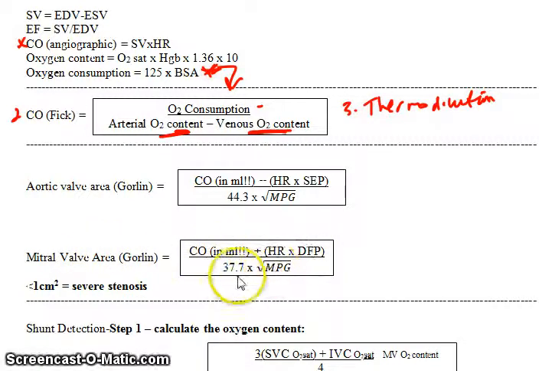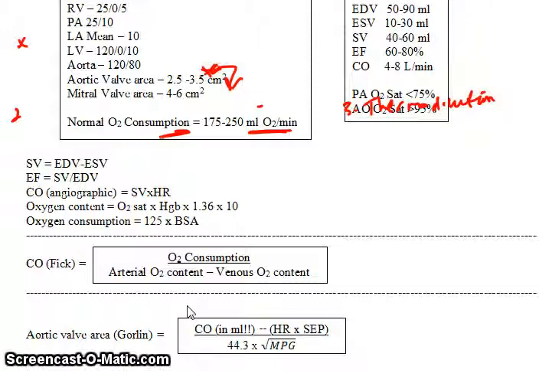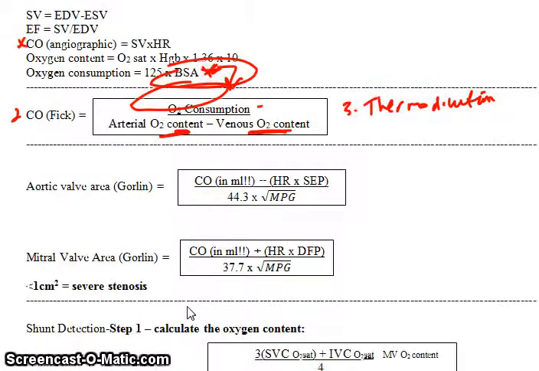And then the constant for it is 37.7. Also, you need to know that a valve area of less than 1 centimeter is considered a severe stenosis, which makes sense because if you look above at your normal values, a normal aortic is 2.5 to 3.5 centimeters, a normal mitral valve is 4 to 6. So it makes sense that less than 1 is considered severe.